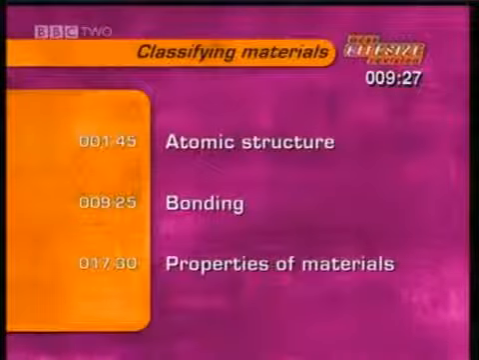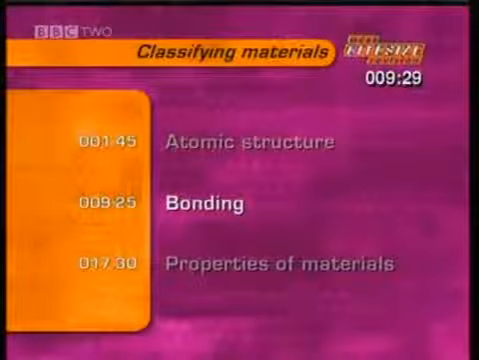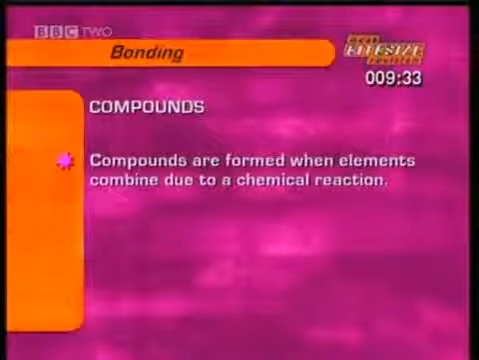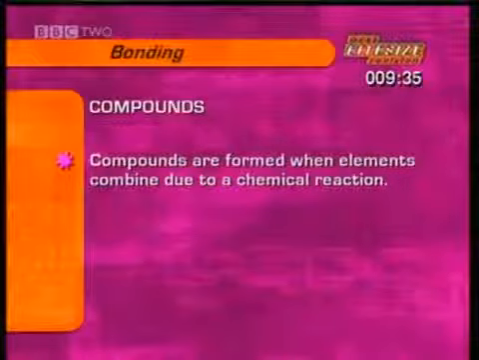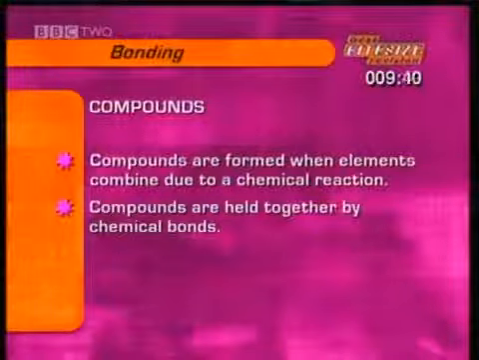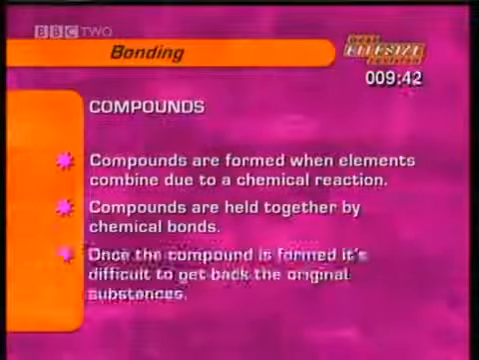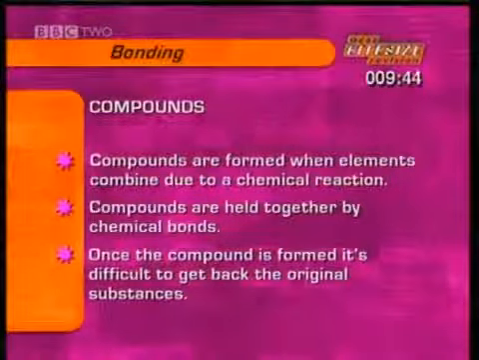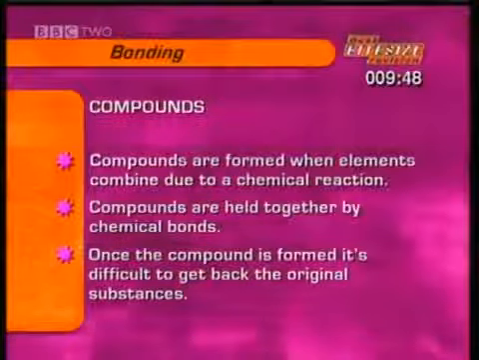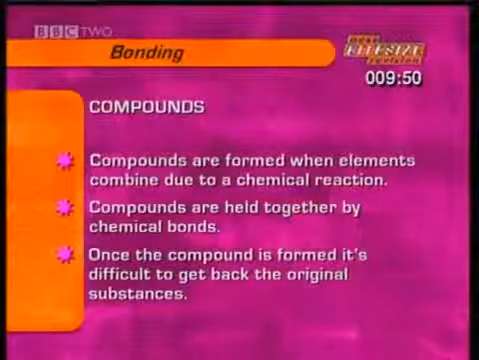The next section is about bonding, how elements combine with each other. Compounds are formed when elements combine due to a chemical reaction. Compounds are held together by chemical bonds. Once the compound is formed, it's difficult to get back to the original substances. This clip explains the role electrons play in making different types of chemical bonds.